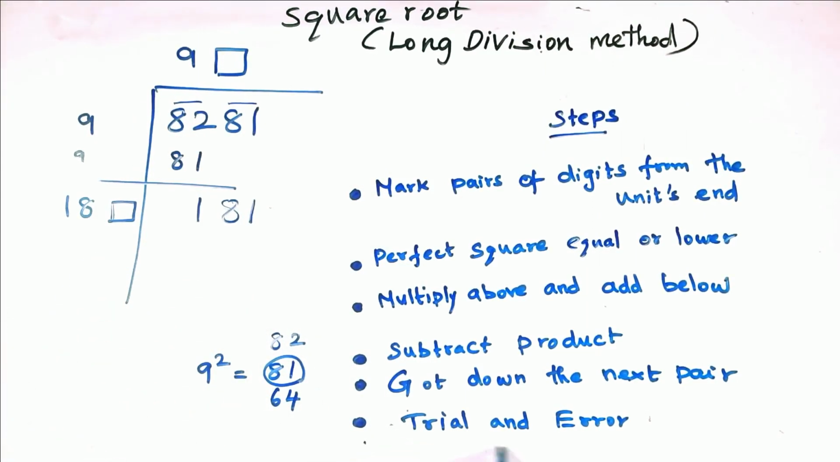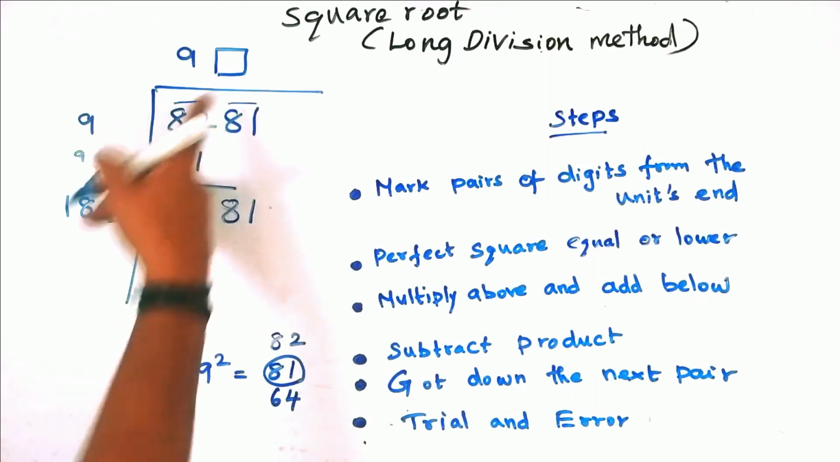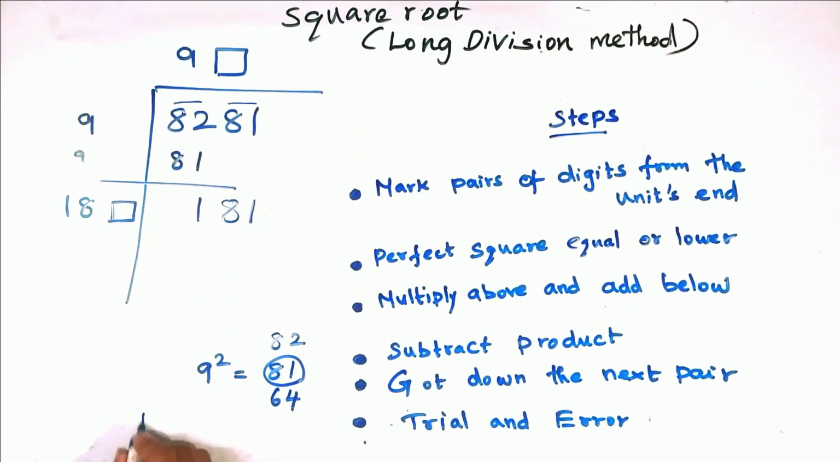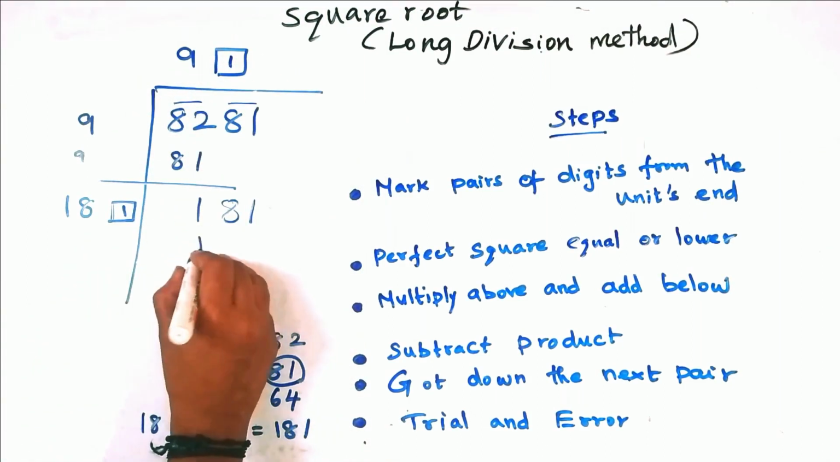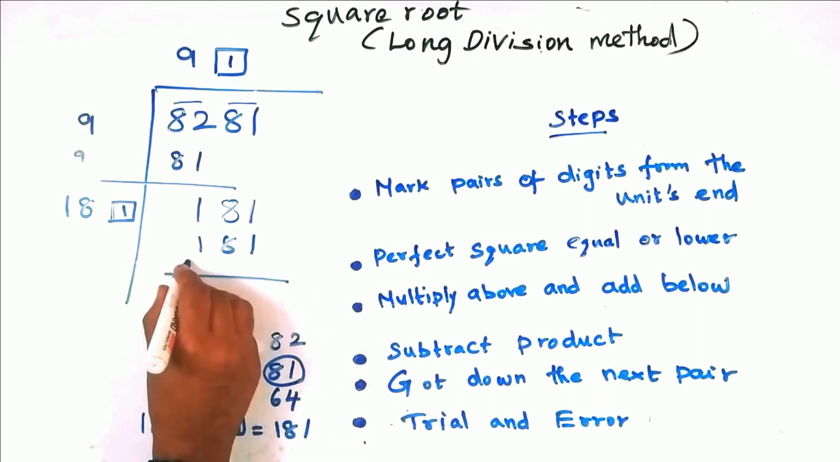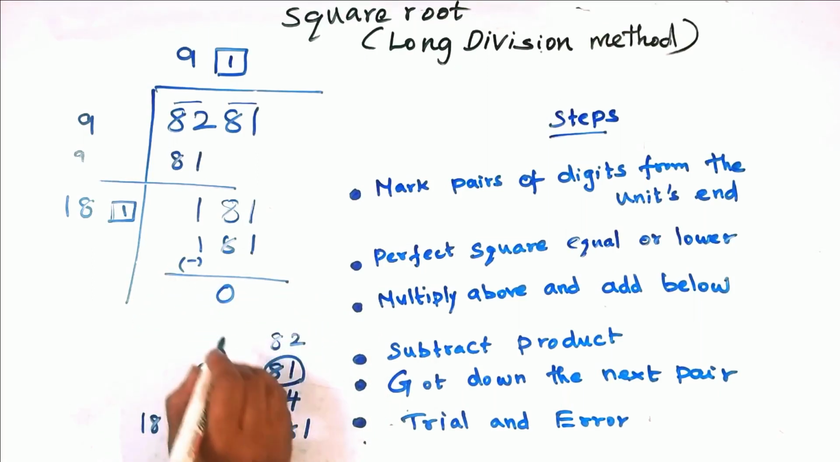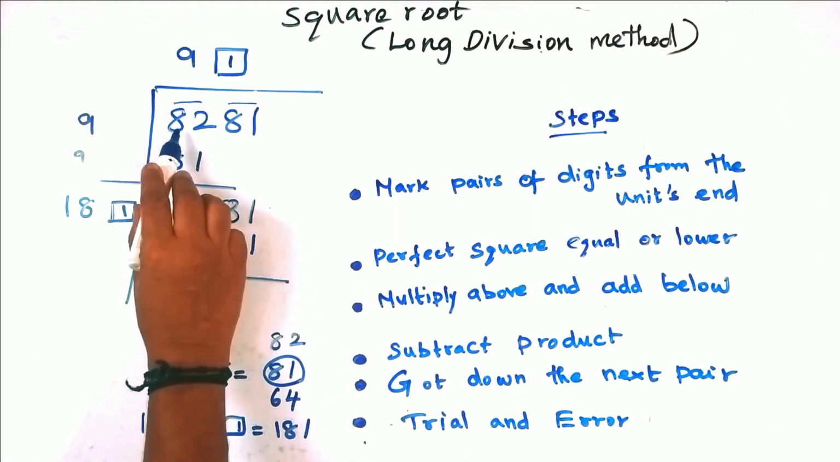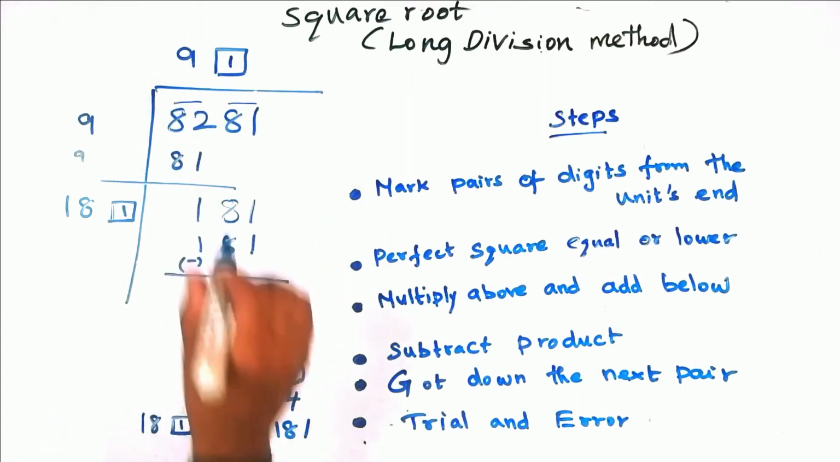The next method is trial and error, to find the digits in the box. Remember, the digits in the boxes have to be the same. 181 multiplied by 1 gives us 181. So 181, 181. So remember, the remainder will be 0. So the square root of 8281 is 91.